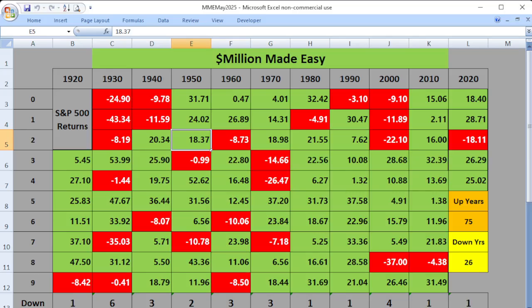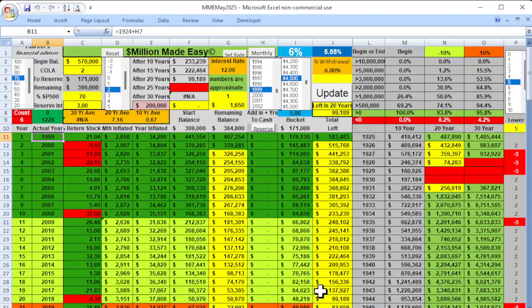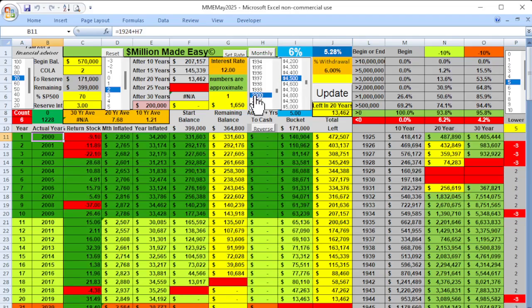That's the problem with sequence of returns risk. It can hit you if you first retire and you get hit with this unlucky 3 down years in this case. Then you might have to change some things, change your COLA, maybe take some negative COLAs, and maybe even not take 6%. What would happen? Let's just stay with the year 2000, which is the most problematic in the last 30 years. Right now, you're running out of money in just over 20 years.